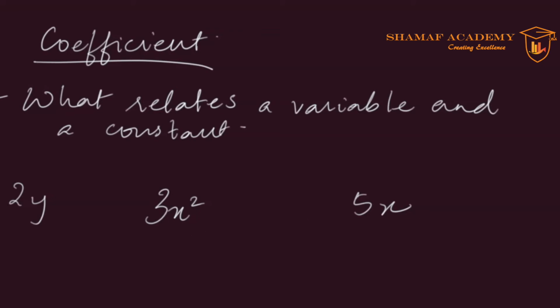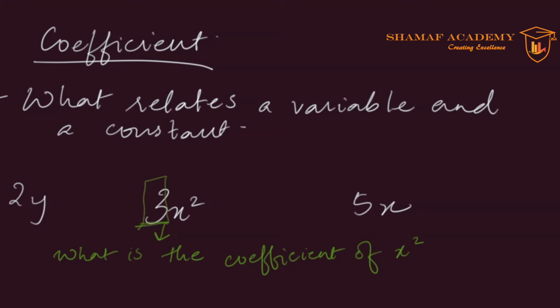The question for this is going to come out somewhat like this. They're going to ask us a question like, what is the coefficient of x square? Means what is the constant which is with the x square, and that is 3, right? So the answer is 3. Or if I ask you what is the coefficient of 3, you're going to say x square.